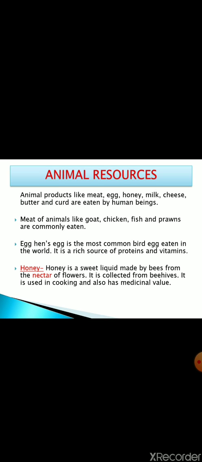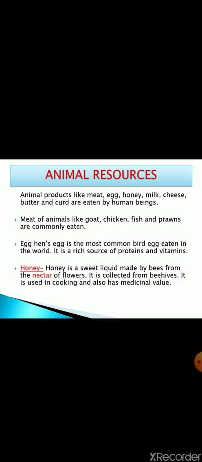Animal products like meat, egg, honey, milk, cheese, butter and curd are eaten by human beings, and all these are the animal products. Meat of some animals like goat, chicken, fish, prawns, these are commonly eaten by non-vegetarian people. Now hen's egg is the most common bird egg eaten in the world. It is a rich source of protein and vitamins.